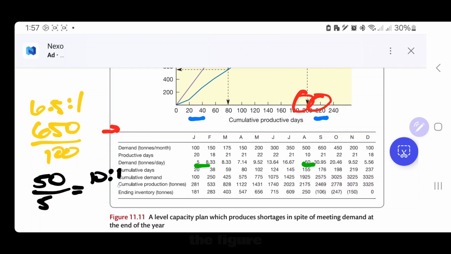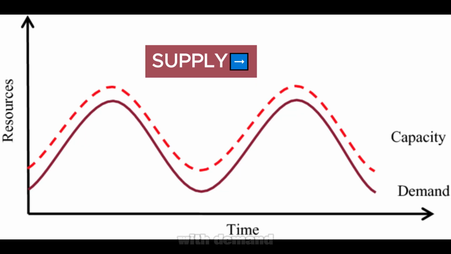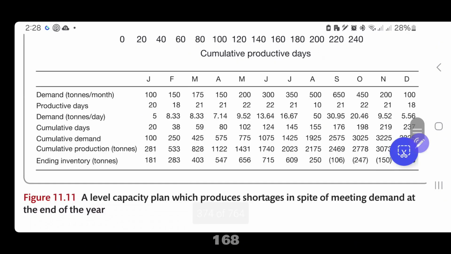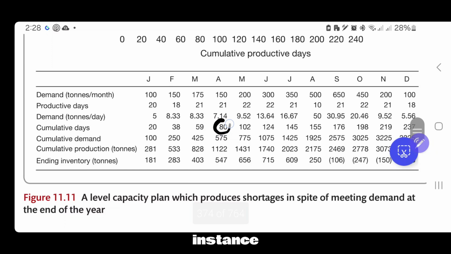So, looking back at figure 11.11, we see a level capacity plan producing 14.03 tons per productive day, which meets demand by the end of the year. But if the goal is to match supply with demand as it happens, this plan falls short. Until around day 168, the cumulative production exceeds demand, indicating surplus or inventory. By day 80, for instance, 1,122 tons have been produced but only 575 tons are demanded, leaving 547 tons in surplus or inventory.